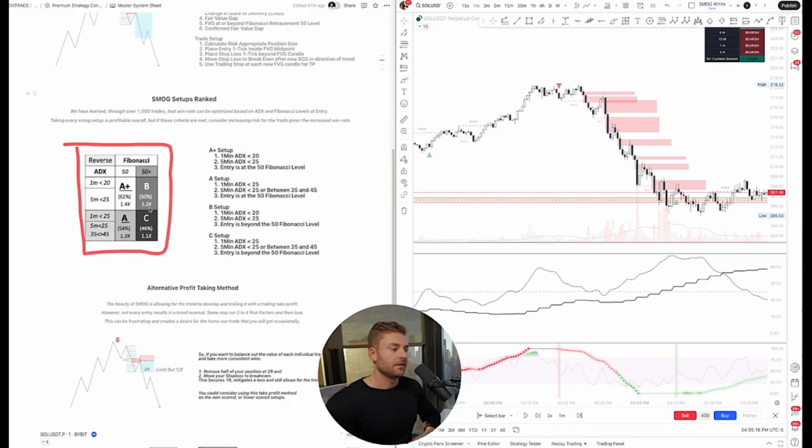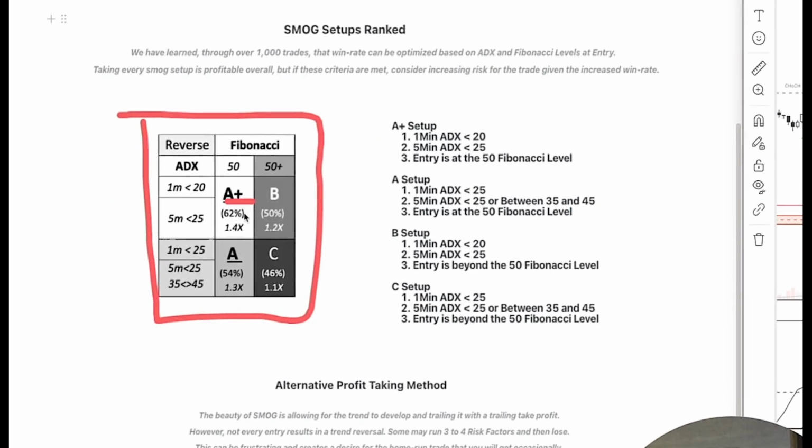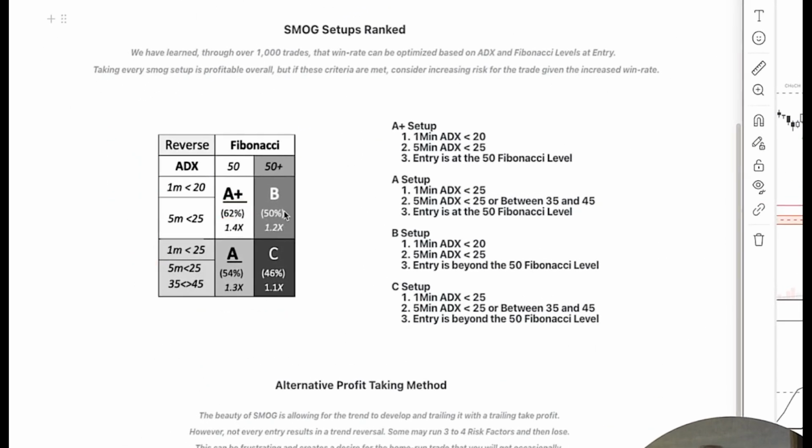So you can always reference this table depending on if you want to get an A+ setup, which has statistically a 62% win rate. You can see the 1 minute has ADX greater than 20, the 5 minute has ADX greater than 25, and entry level is at the Fibonacci level. This is a beautiful 100% A+ setup. And then you can see here's the criteria for the other ones, which will have different winning percentages statistically.